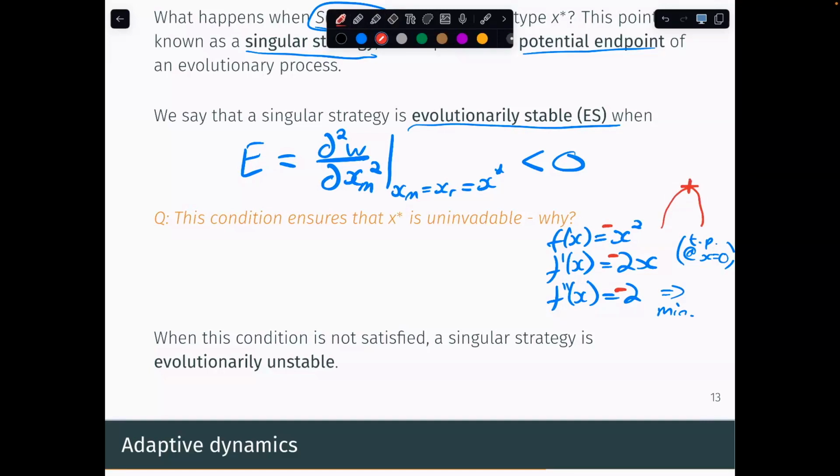So this is telling us about the curvature at this turning point, and it's exactly the same as what we're doing here. We've just got a mathematical function, we're taking its second derivative, and that's the curvature. The second derivative at this turning point, x star, tells us whether it's a fitness maximum or minimum. If it's negative, it's a fitness maximum. If it's a fitness maximum, that's kind of like being at the top of a mountain. You can't get any higher than that, at least not locally. So it's uninvadable because it's a fitness maximum. E being less than 0 implies x star is a fitness maximum.